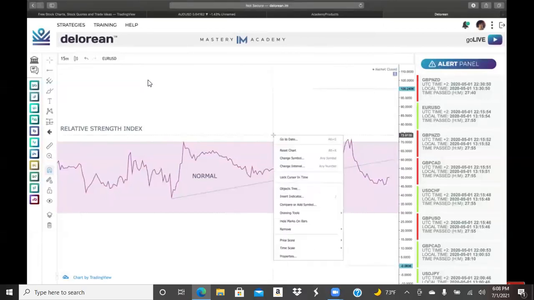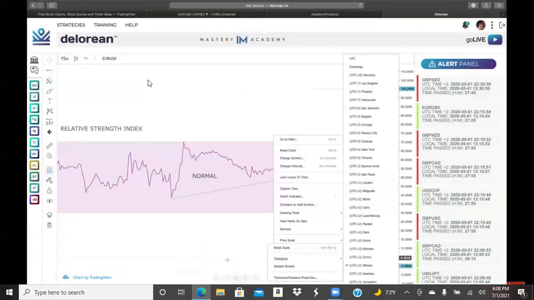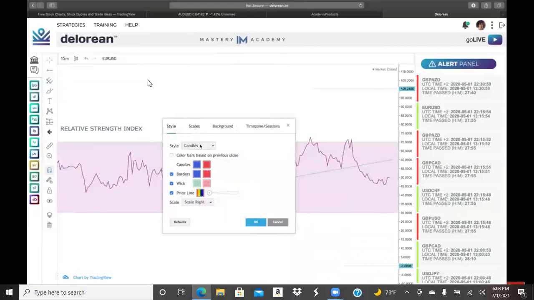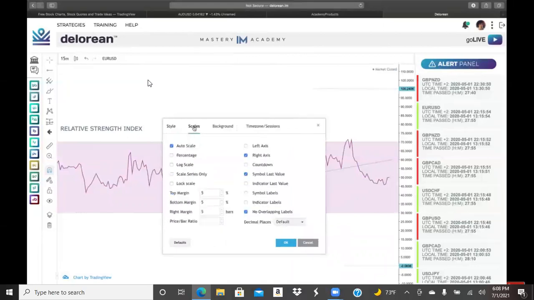It's not looking like it's going to work. There we go. All right, come on. Let's get that to work. Properties. And then, of course, in properties, you can change tons of things, such as the margins. You can change the background.